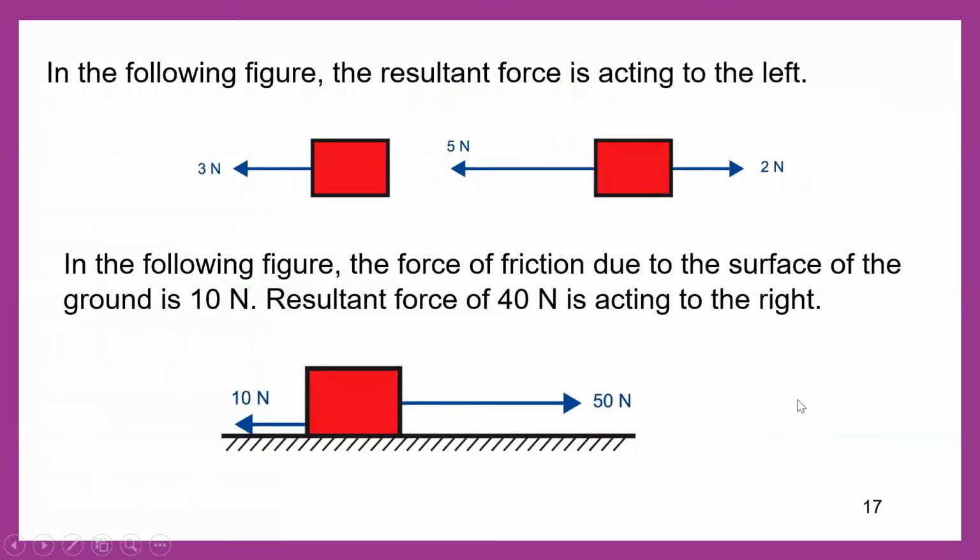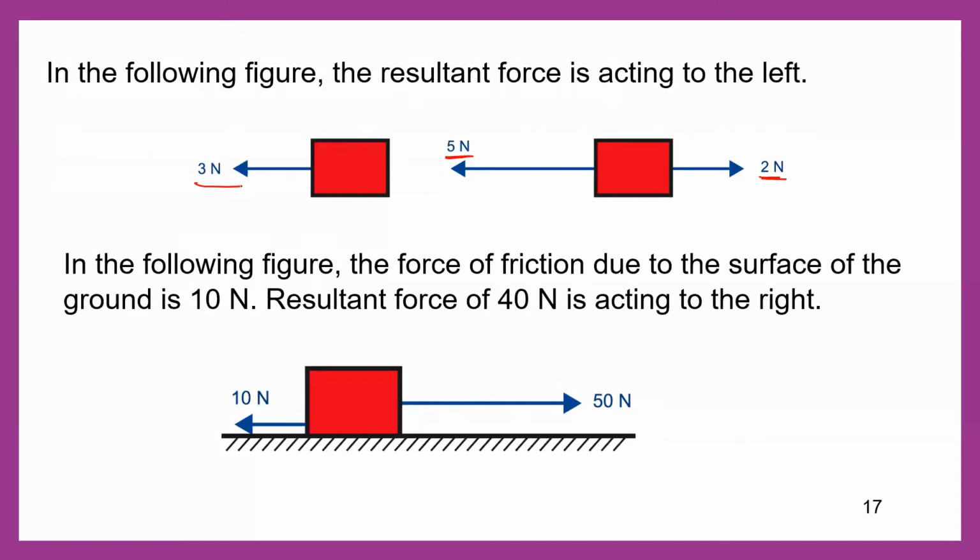In the following figure, the resultant force is acting to the left because the force acting to the right is 2 newtons and the force acting to the left is 5 newtons. So 5 minus 2 is 3 newtons force acting to the left. So the resultant force in this case is 3 newtons to the left. In the following figure, the force of friction due to the surface of the ground is 10 newtons. So a resultant force of 40 newtons is acting to the right.